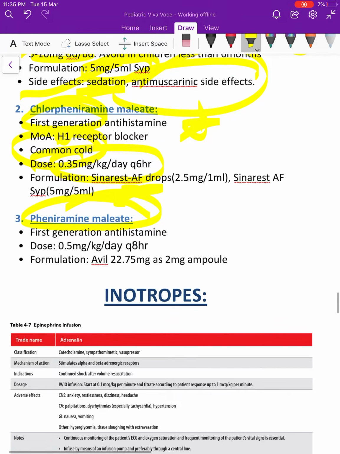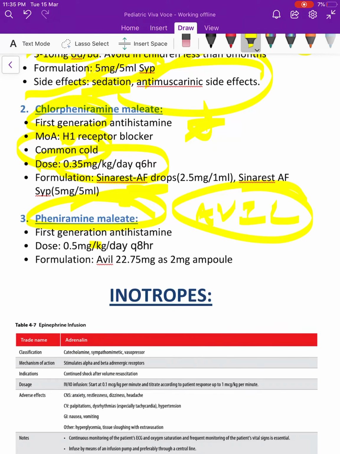Next one is pheniramine maleate. This is nothing but the popular drug, that is Avil. Okay, this is one of the popular drugs which we use for any of the allergic reactions, or once we give blood products, if they develop any transfusion reaction, this is one of the first line drugs that is used. So that is pheniramine maleate.